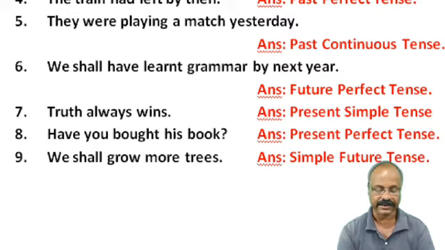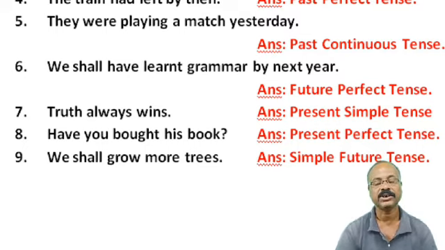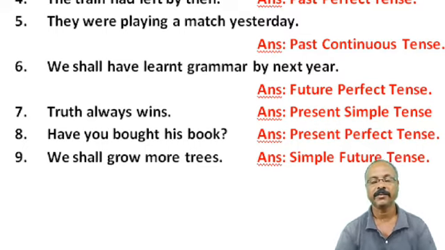Number 7. Truth always wins. This is present simple. Number 8. Have you bought this book? Answer. This is present perfect. Number 9. We shall grow more trees. This is future simple.